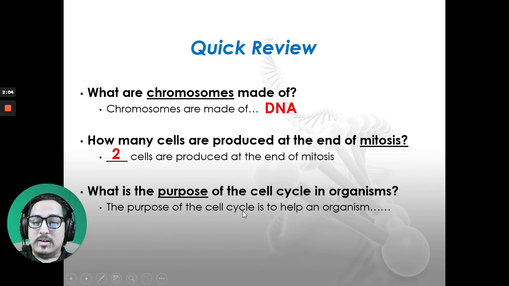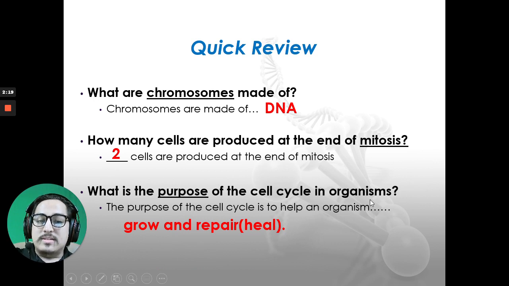So the purpose of the cell cycle is to help an organism do what? And I use my example. I use it a lot. If I get a cut, I'm going to heal. How is it going to heal? Because of mitosis, and my body's going to make copies of those cells, right? So the purpose of the cell cycle is to grow and repair, right? So when I say grow, when you were little, you started making more cells, you started getting taller and all that stuff. And then repair, like I just explained, when you get a cut, you heal.